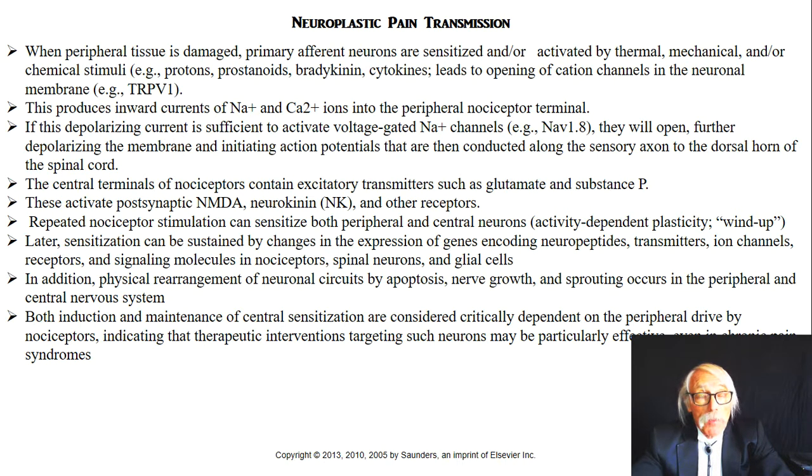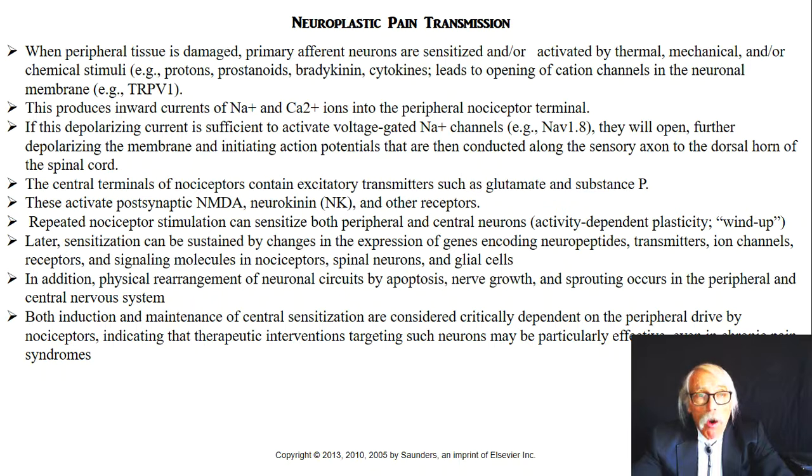The chemical stimuli is all over the map. Simple protons, that is acid-base changes. Prostanoids, which come, of course, from the oxygenation of fatty acids. Think about leukotrienes, think about prostaglandins, think about thromboxanes, for example. Bradykinin, cytokines can also do this, of course, the pro-inflammatory ones that also generate heat and also edema and also generate pain, local pain. All that leads to an opening of cation channels in the neuronal membrane. One of them we talked about before, that was the TRPV1.